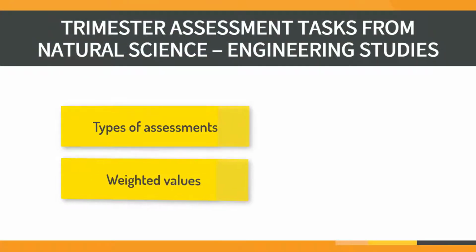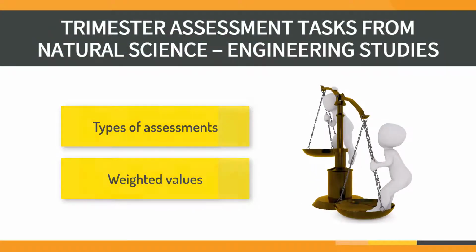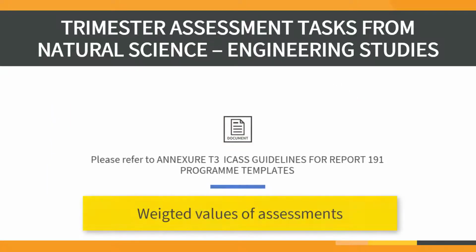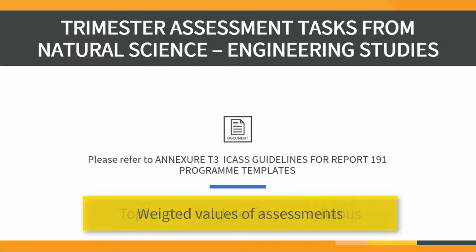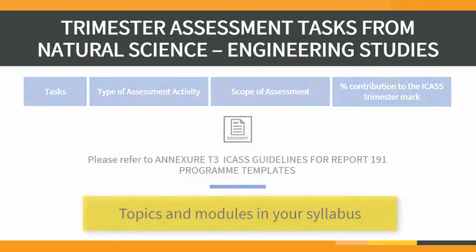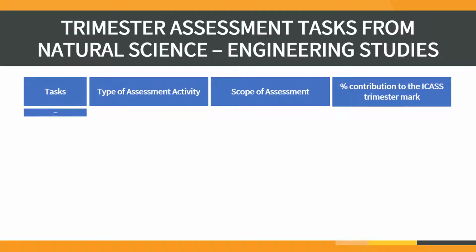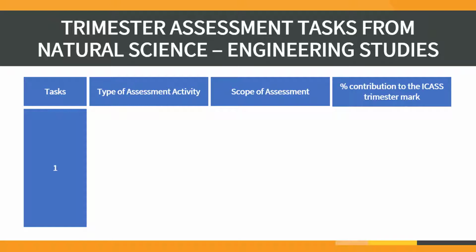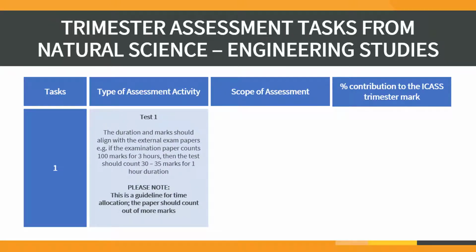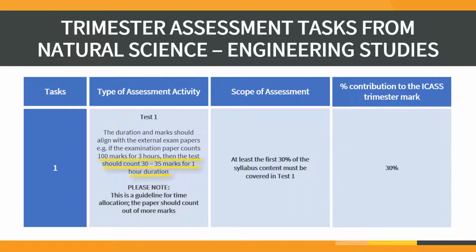Let's take a look at the types of assessments and the weighted values of each type of assessment. It is extremely important to keep the weighted values of topics and modules in your syllabus, as well as the weighted values of assessments. Notice that Test 1 must align with the external exam paper. For example, if the examination paper counts for 100 marks for 3 hours, then the test should count 30 to 35 marks for an hour duration. Remember that this is a guideline only, and that at least the first 30% of the syllabus content should be covered in Test 1.